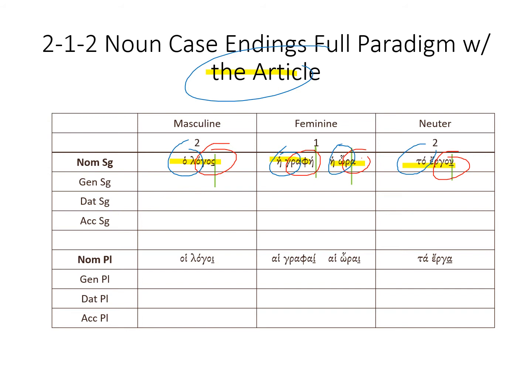You see the same pattern here in the nominative plural. The hoi logoi, hai graphai, hai chorai, ta erga. The definite article is hoi, hai, and ta, and then the words themselves. What I want to note with you specifically here, that iota is the nominative masculine plural ending, and that same ending, iota here, and then the alpha for the neuter.